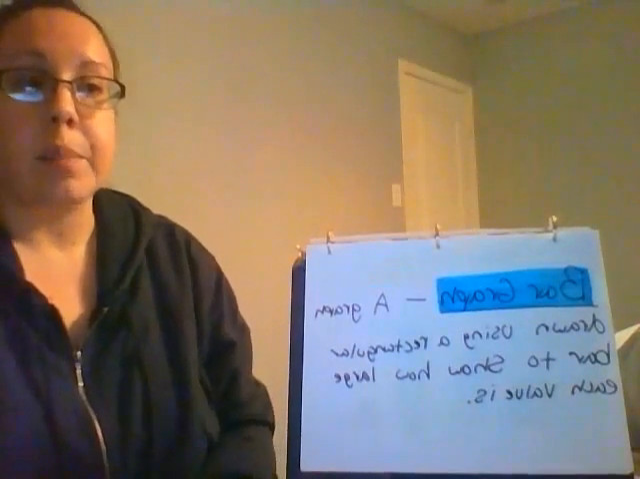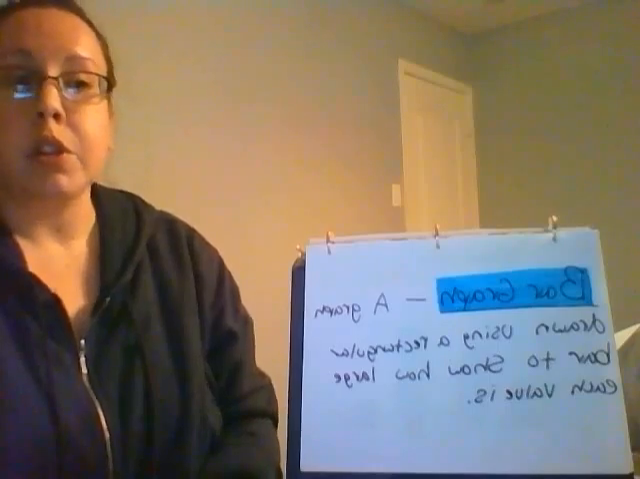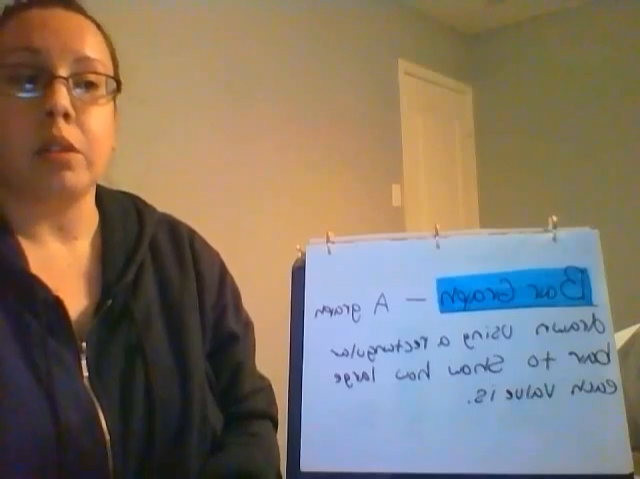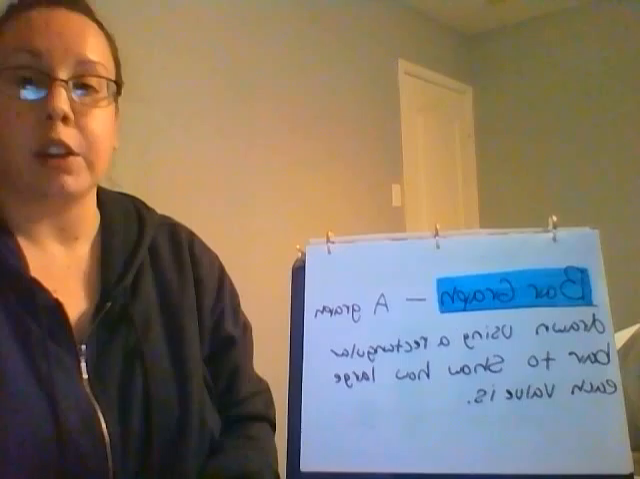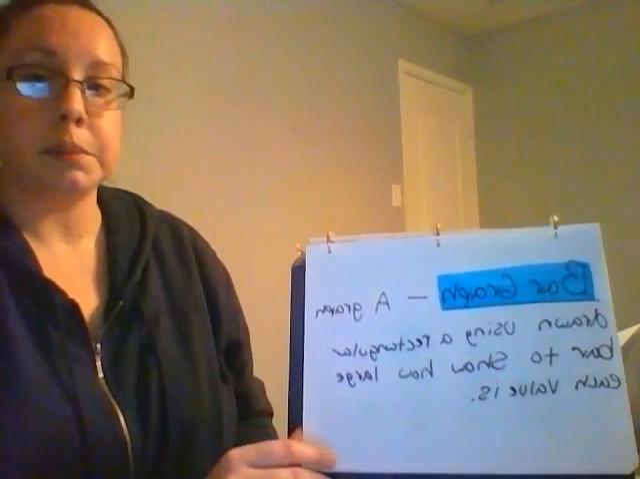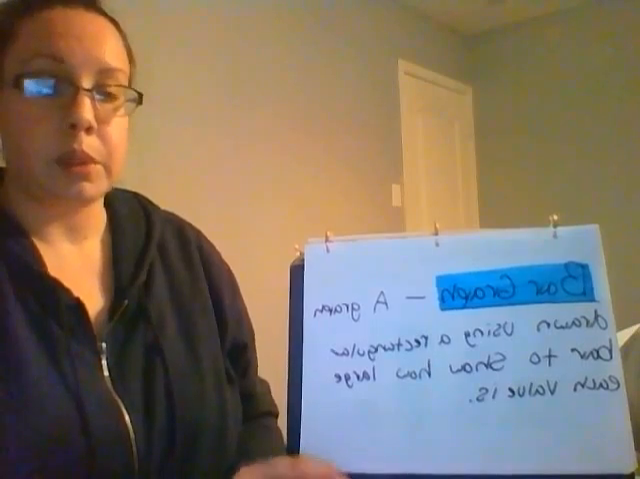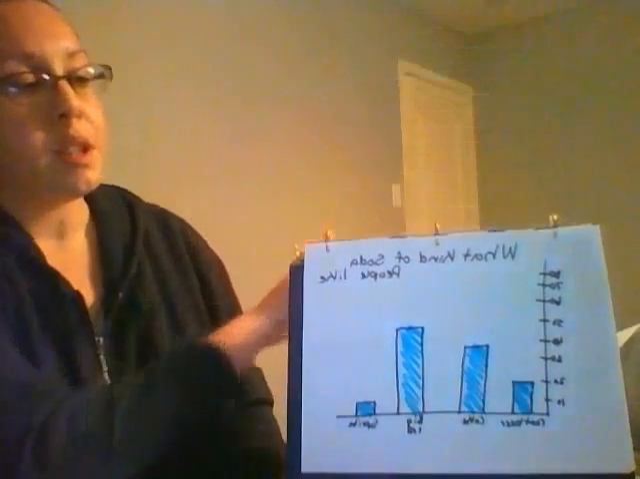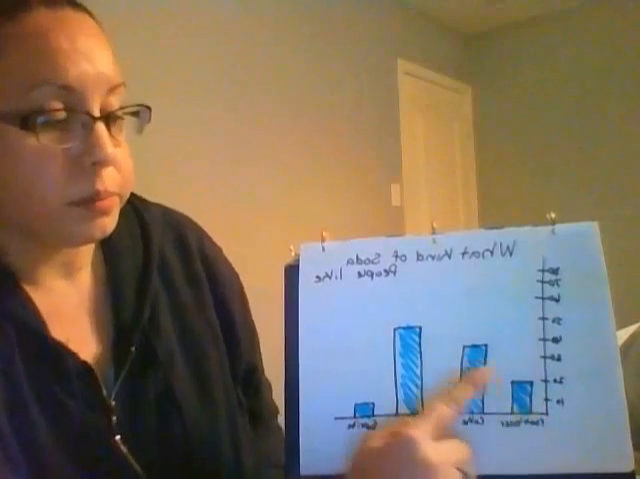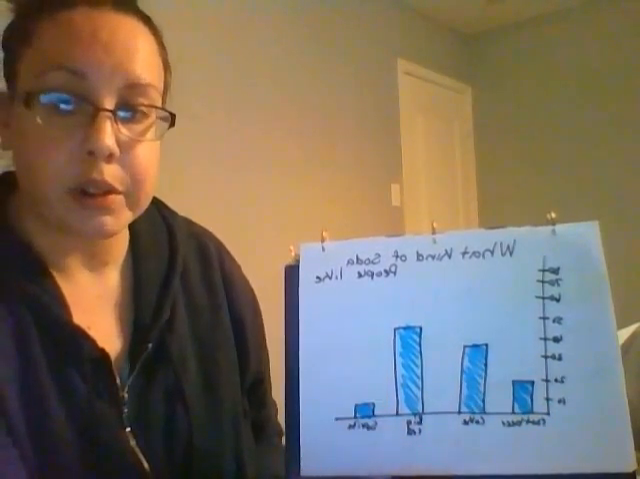Bar graph. A bar graph is a graph drawn using rectangular bars to show how large each value is. Okay? Everybody write it down so you know. Okay. These are the bars. That's what makes it a bar graph, is these bars. Okay?